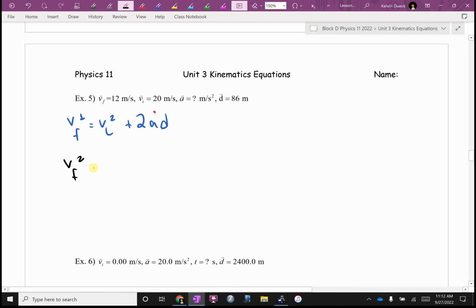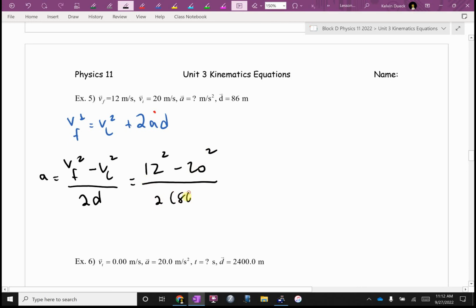What am I going to write? Minus VI squared, and then all divided by what? Yes. Not 2A. I want the A to stay where it was, right? Common mistake. Oh, and then if you don't mind, Aaron, I'm going to put the A equals on this side. Okay. VF squared is 12. Don't forget the squared. VI squared is 20. Don't forget the squared. All divided by 2 times 86.